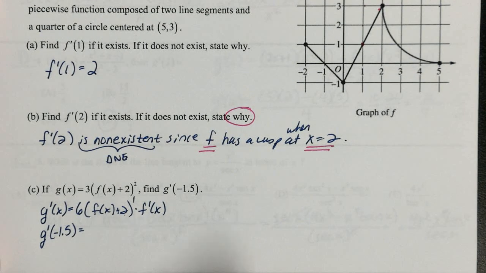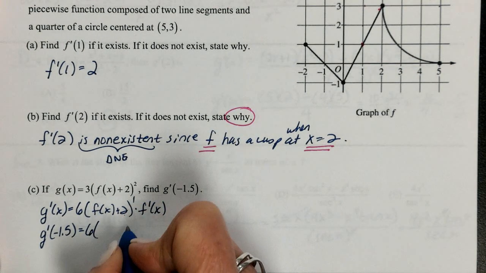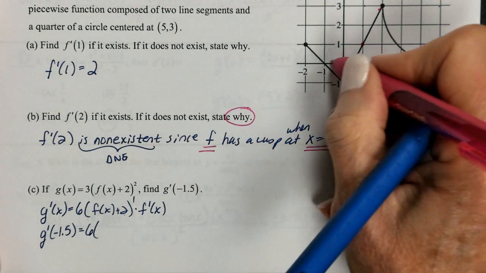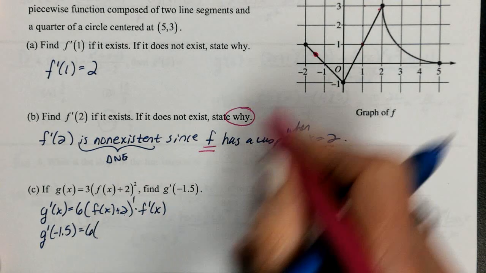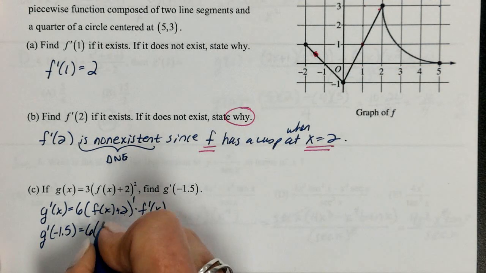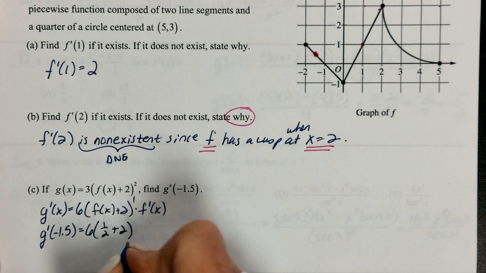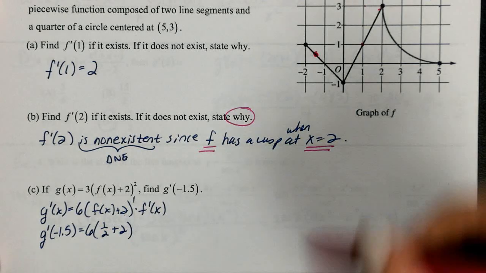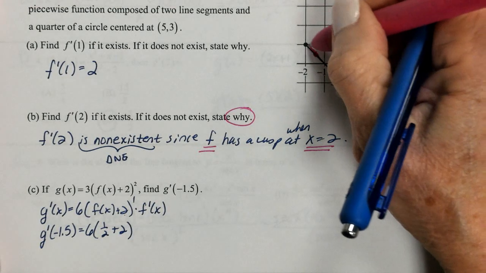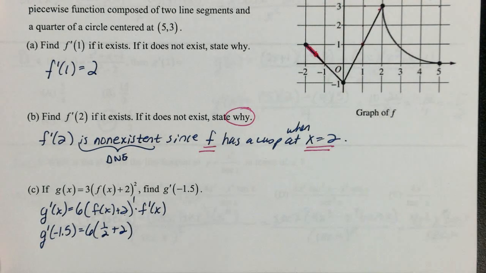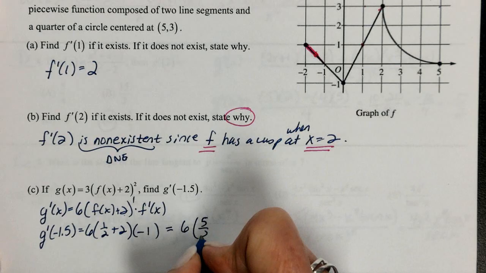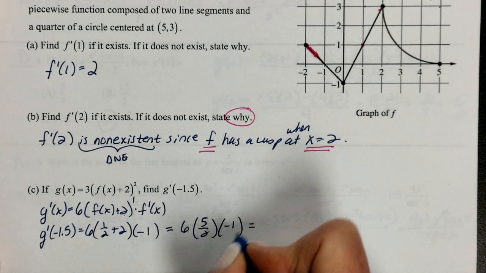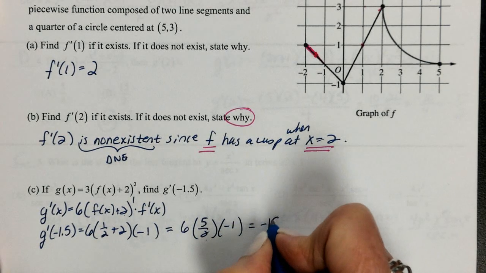So let's see, negative 1.5. So f of negative 1.5, and here's negative 1.5, right? F of negative 1.5 is a half. F prime of negative 1.5 is the slope right here, and that is negative 1. This is 6 times 5 halves times negative 1, and that is negative 15.